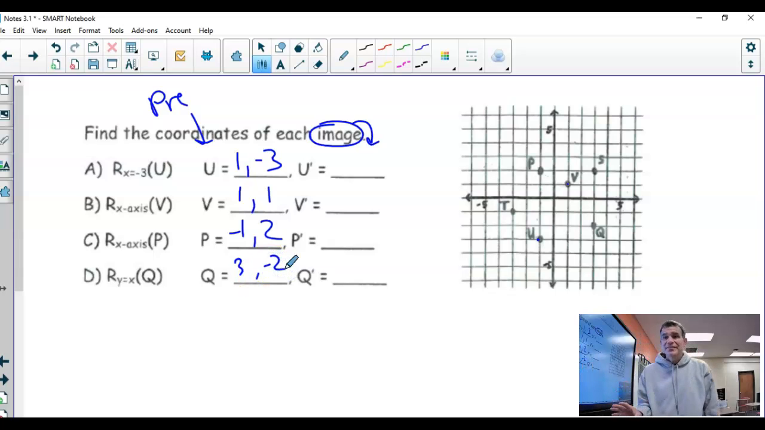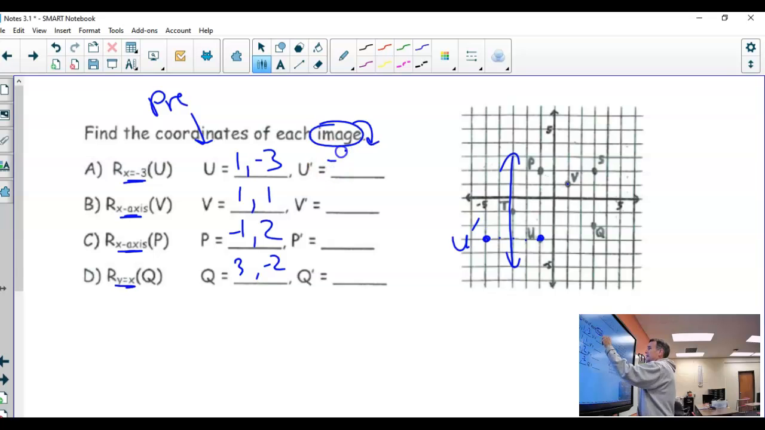Okay, you can try this on your own if you want, and then turn the video back on and see if you got it right. But I'm going to reflect across each line, and then I'm going to write down where I end up. So point U is going across x equals negative 3. X equals negative 3 is this line. So when I take U across that line, I would go 1, 2, 1, 2. This would be U prime. And U prime would be at negative 5, negative 3.